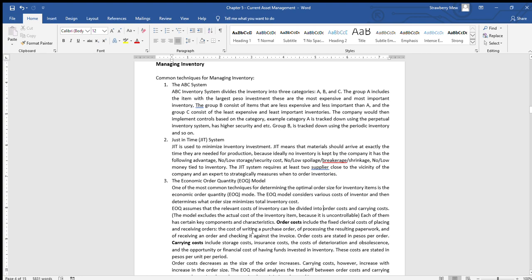The cost of writing a purchase order, the cost of the resulting paperwork, and so on and so forth. Okay, so order costs are stated in pesos per order. So, ang order cost, it increases every time na nag-order tayo. Right?